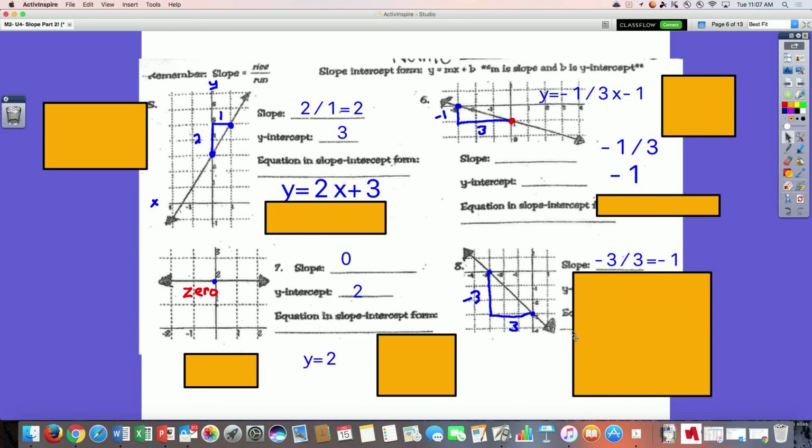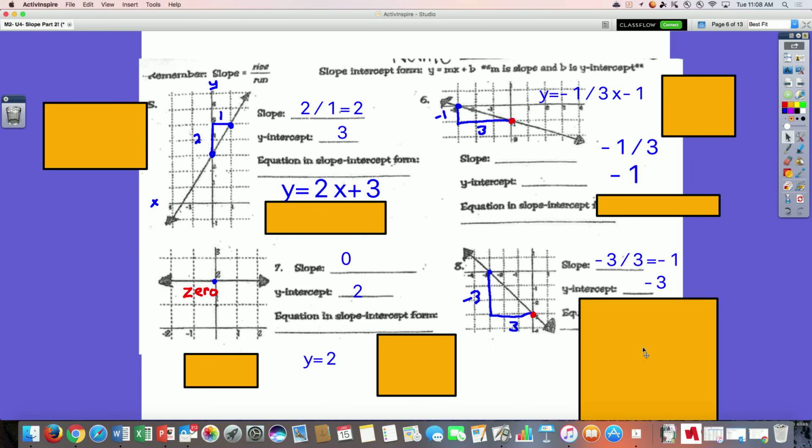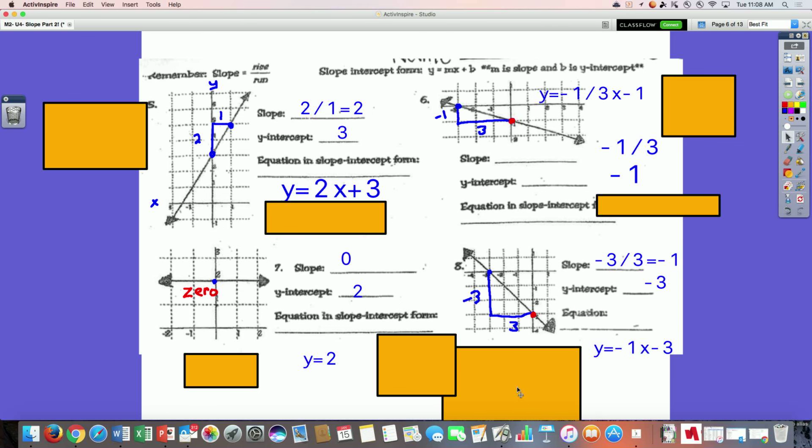There's my slope. Where does it cross the y-axis? Well, right here. Right there. But that's where the line crosses the y-axis. That's also -3. So I plug my numbers in. Y equals -1x minus 3. And you could just say y equals -x, but -1x minus 3.